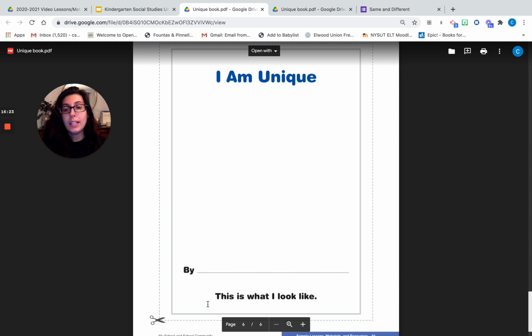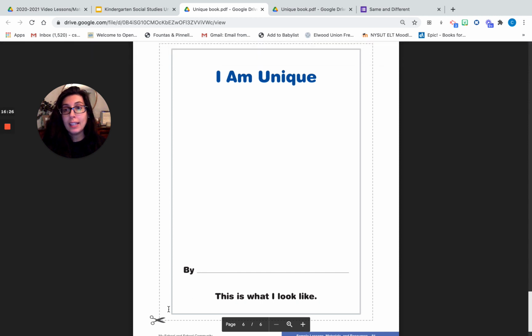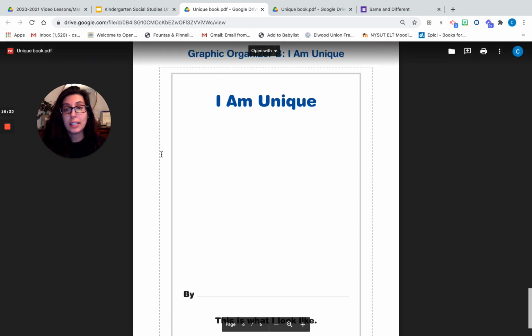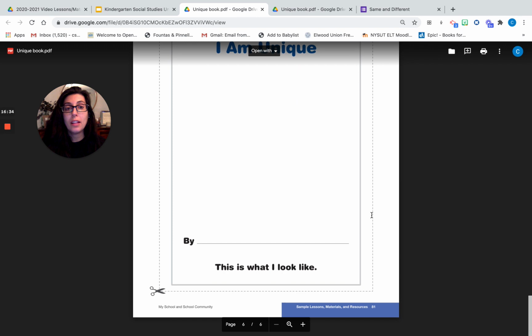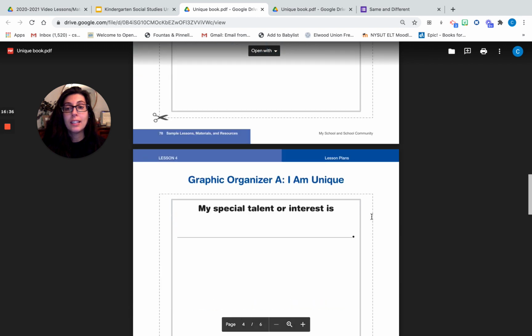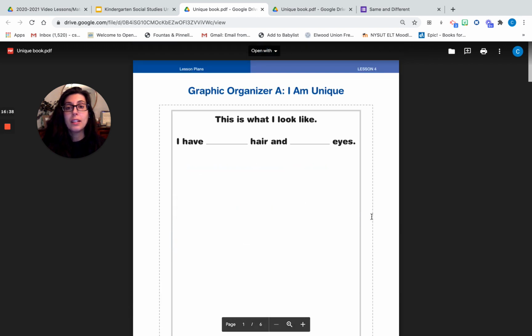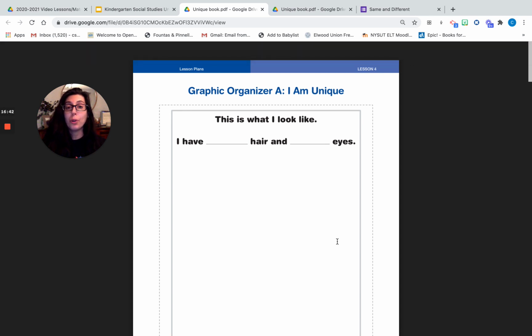After you're all finished writing and illustrating for your book, you're going to cut out each page. Do you see how there's this dotted line? You're going to cut on the dotted line, and then you can have an adult help you to put the book together.